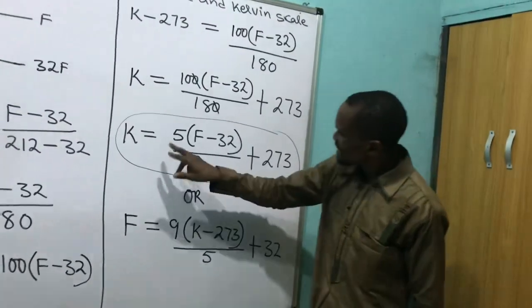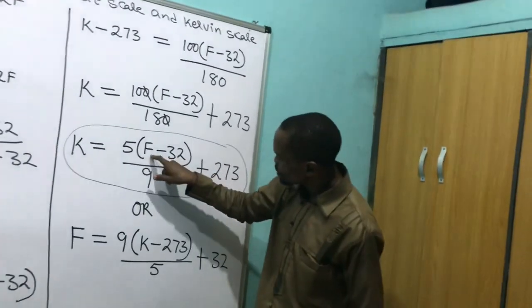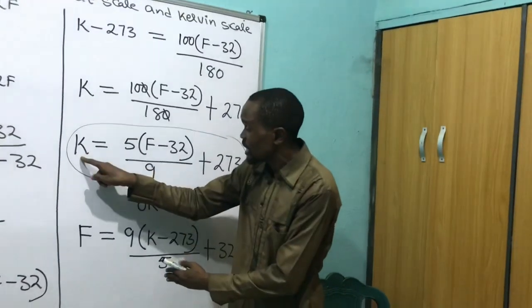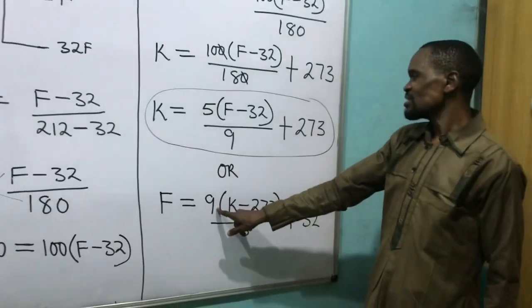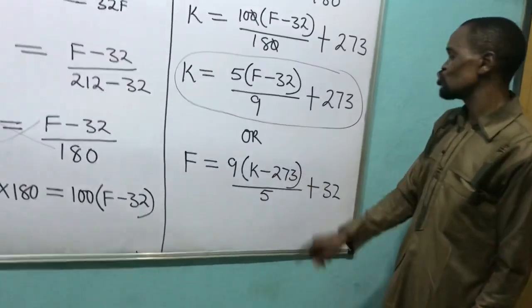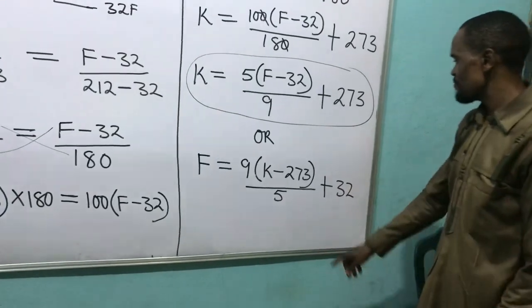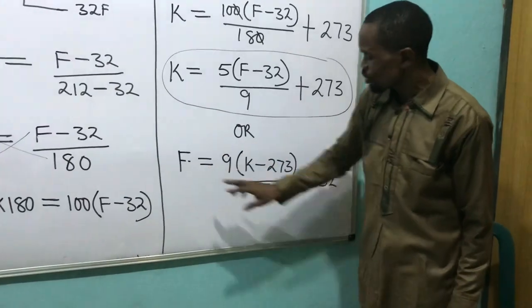32. If I make F the subject of the formula from this equation, it will be 9 times K, then this 273 will come over and become minus. Have you seen it? It becomes 9 times (K minus 273) divided by 5 plus 32. That's when I have made F the subject of the formula.